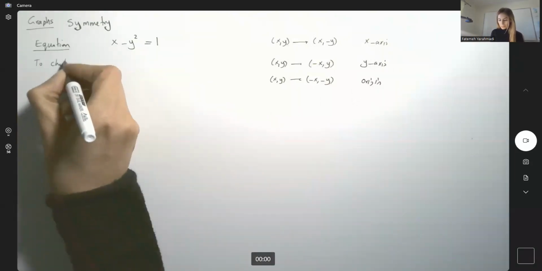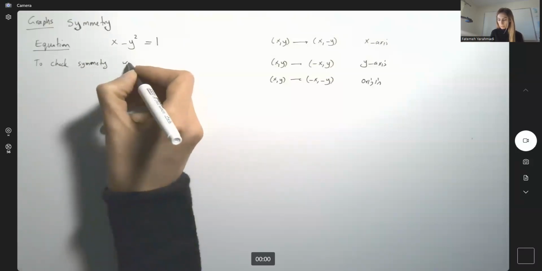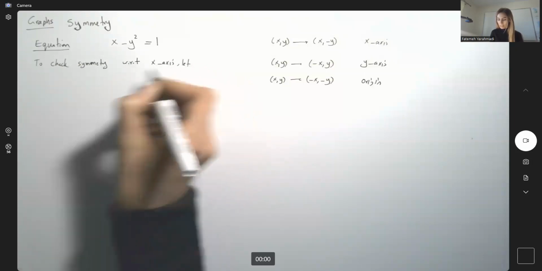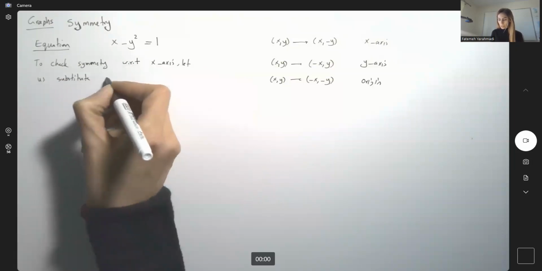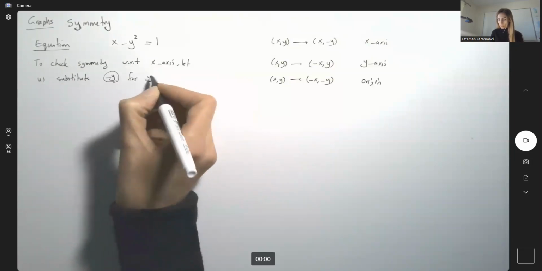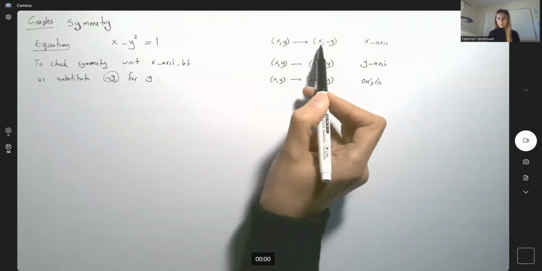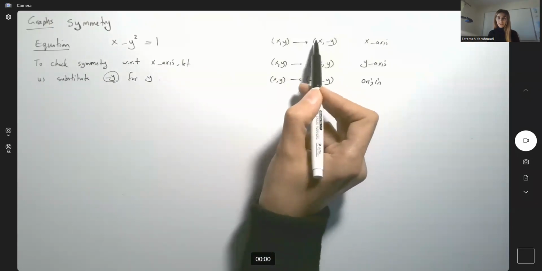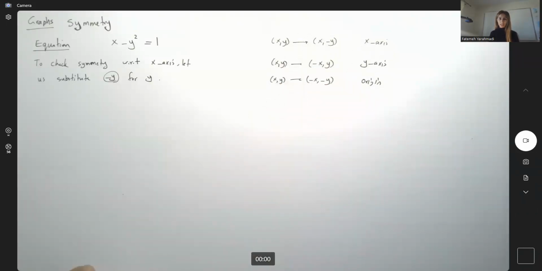To check symmetry with respect to the x-axis, let us substitute minus y for y. Remember that the only change you have is the negative sign in front of your y. If I substitute negative y for y and I get the exact same equation back, then it means I have symmetry with respect to the x-axis.